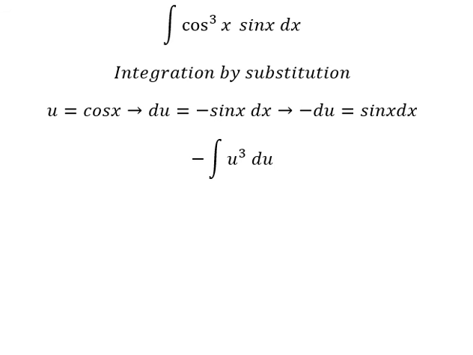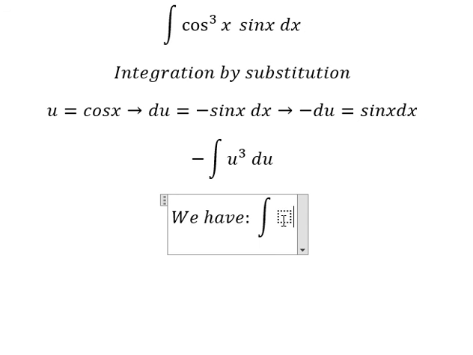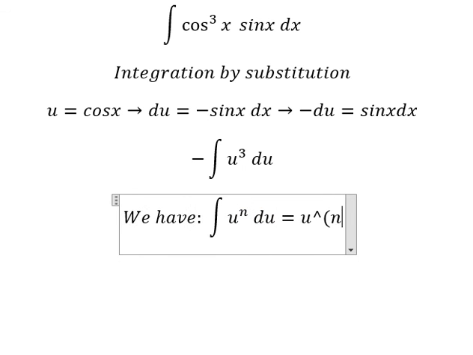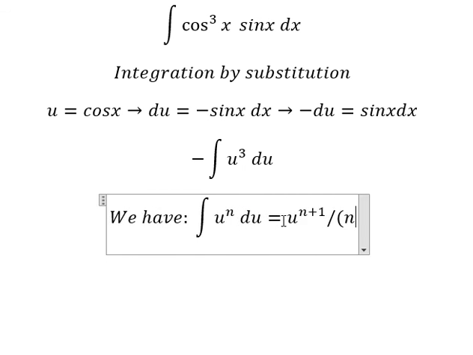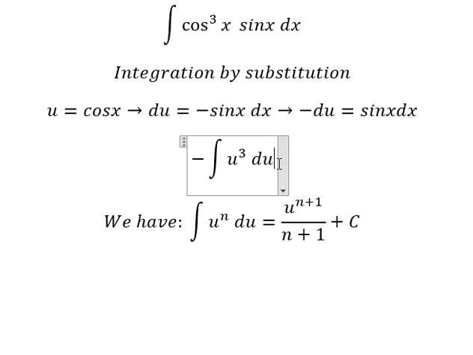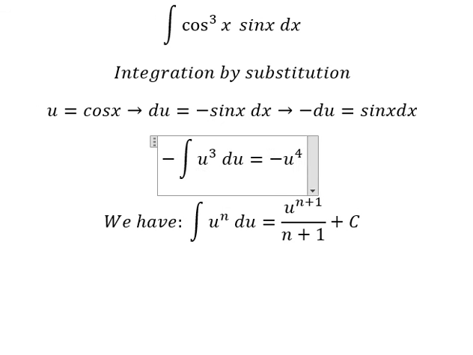And now we have the formula. The integration of u to the power of n du. We have u to the power of n plus 1 over n plus 1, and I will put plus c. Now we have the final answer.